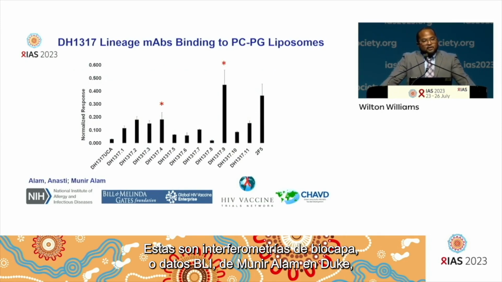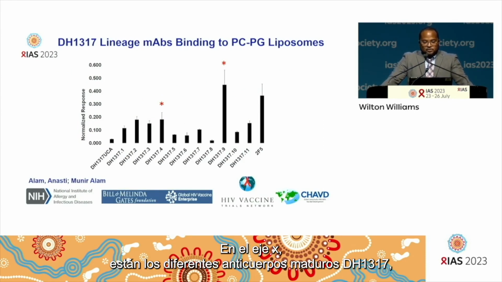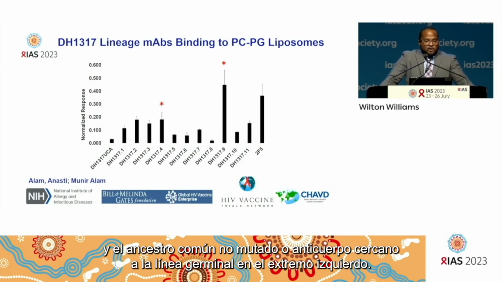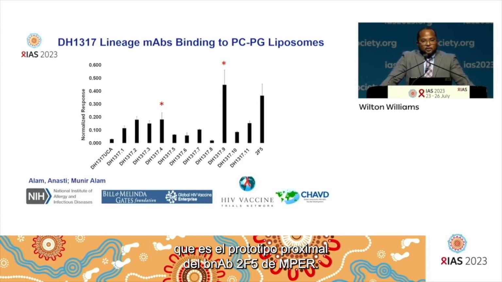These are biolayer interferometry, or BLI, data from Munir Alam at Duke showing DH1317 lineage antibodies binding to liposomes containing binary lipids on the x-axis, for the different DH1317 mature antibodies, as well as the unmutated common ancestor, or near germline antibody, on the far left. And on the far right is our positive control, which is the prototype proximal Emperor bNAb 2A5.